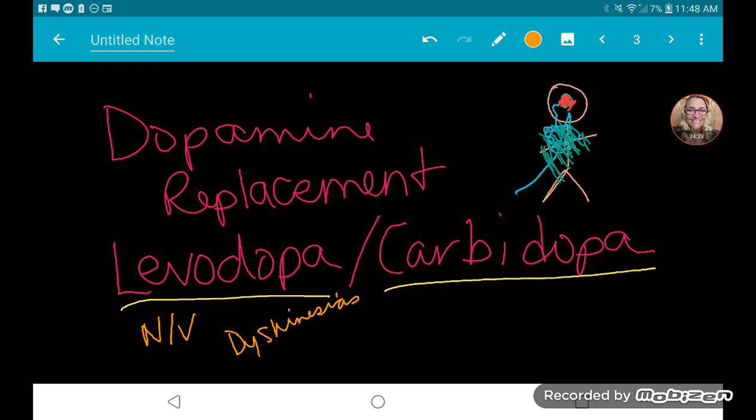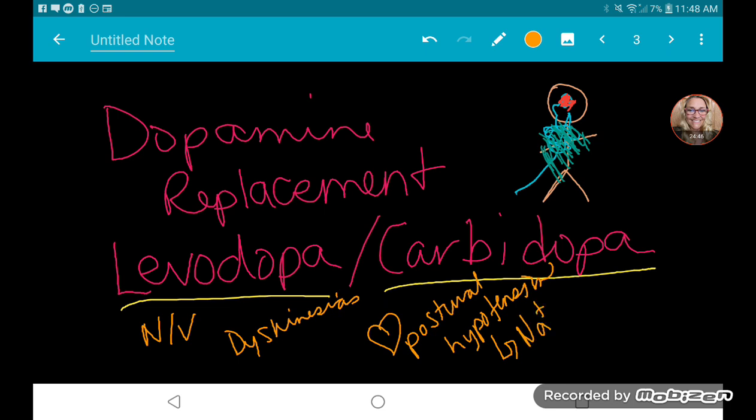Some cardiovascular effects, which can include, so I'm going to put a heart here, a postural hypotension. And if you remember what we do for postural hypotension, we encourage salt intake. And we encourage that because we want more salt and water. So we encourage salt and water intake. We want more salt and water to fill up the vasculature.